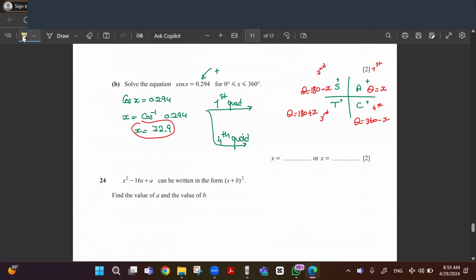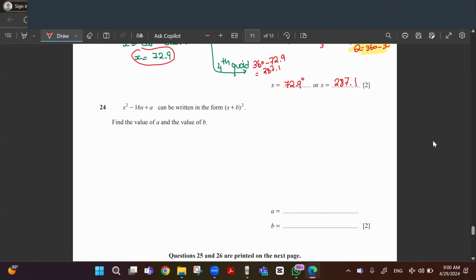So here we have what? We have the first quadrant and the fourth quadrant. So what should I do? The first quadrant will give me the same 72.9 degrees. And the fourth quadrant would be 360 minus 72.9. If we do 360 minus 72.9, it will be equal to 287.1. And that's it. Okay.